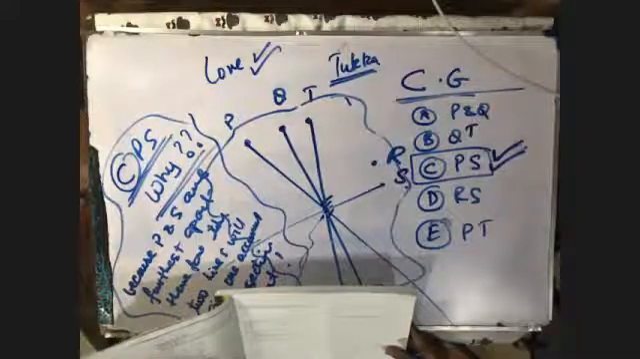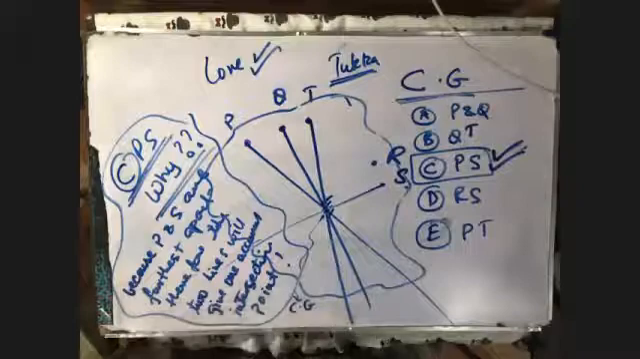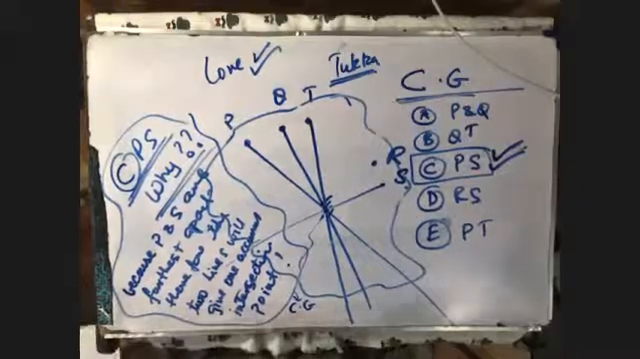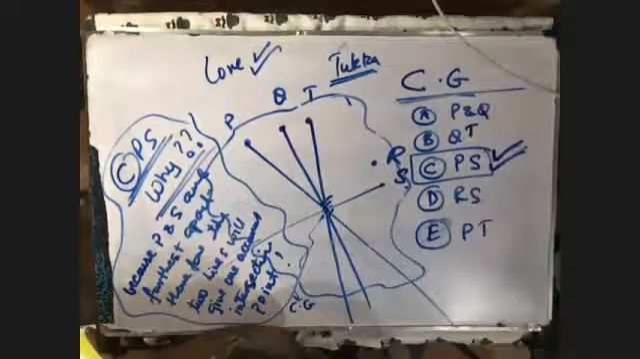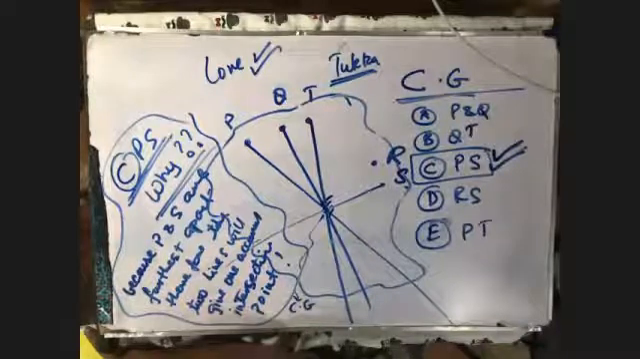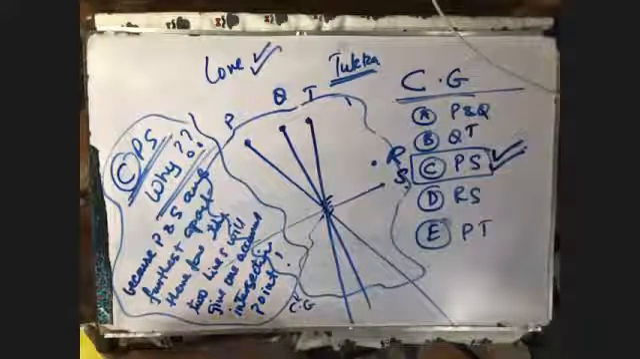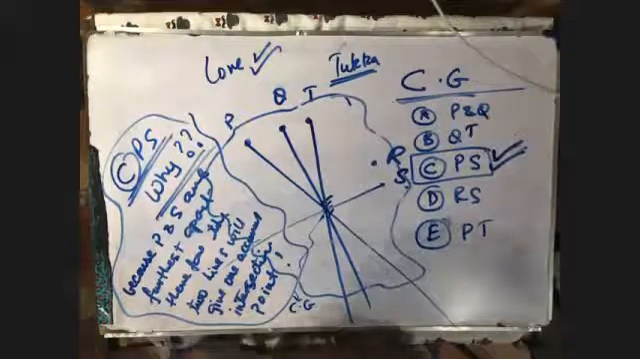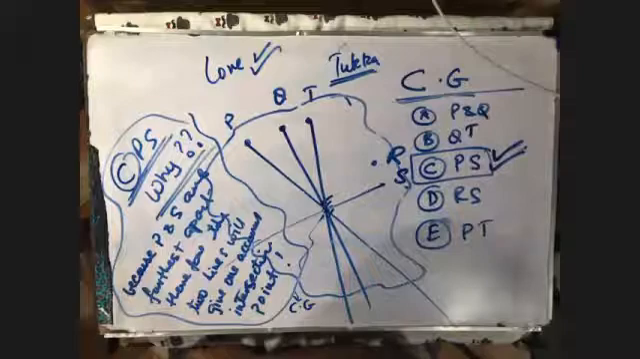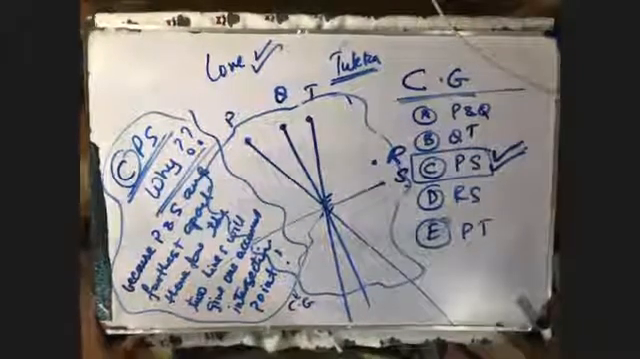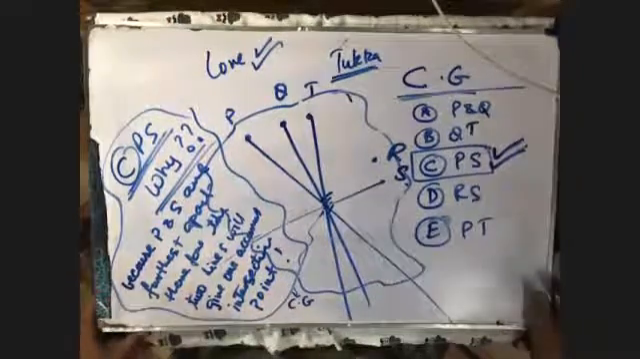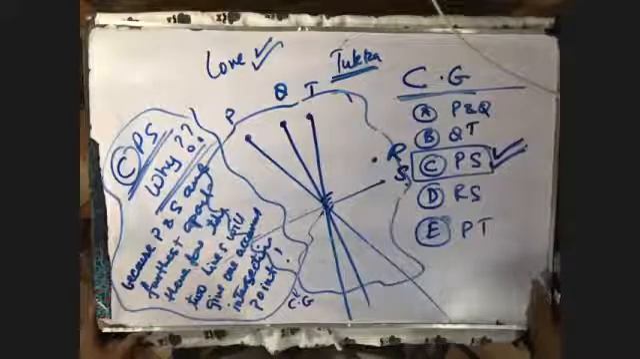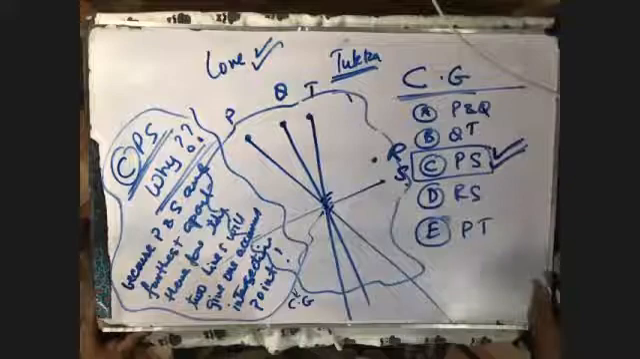Okay? Copied? Because P and S are furthest apart, therefore the two lines will give one accurate intersection point.